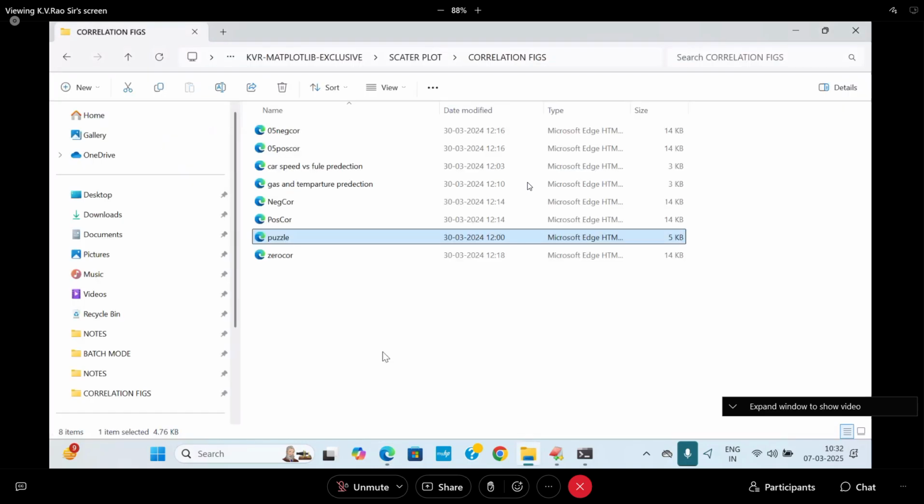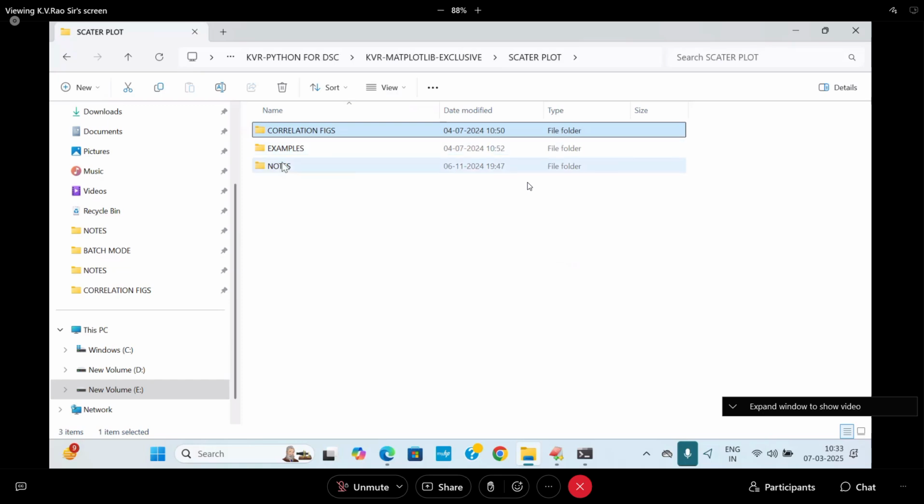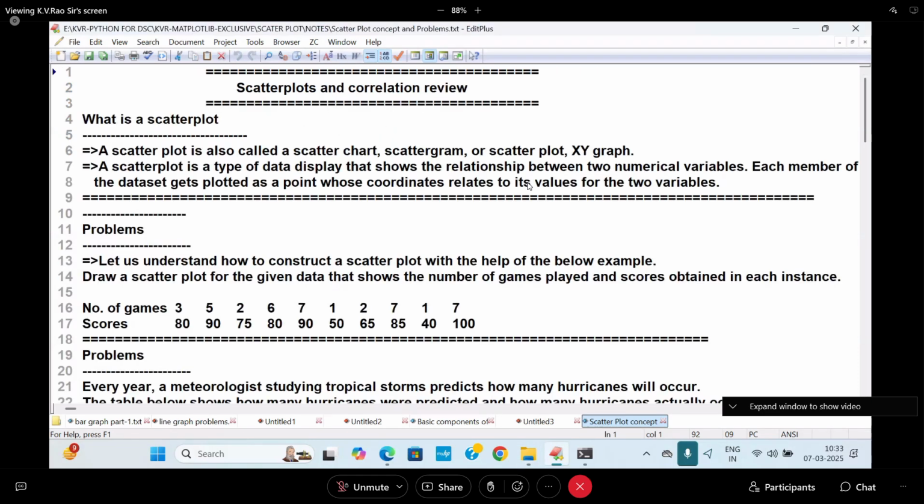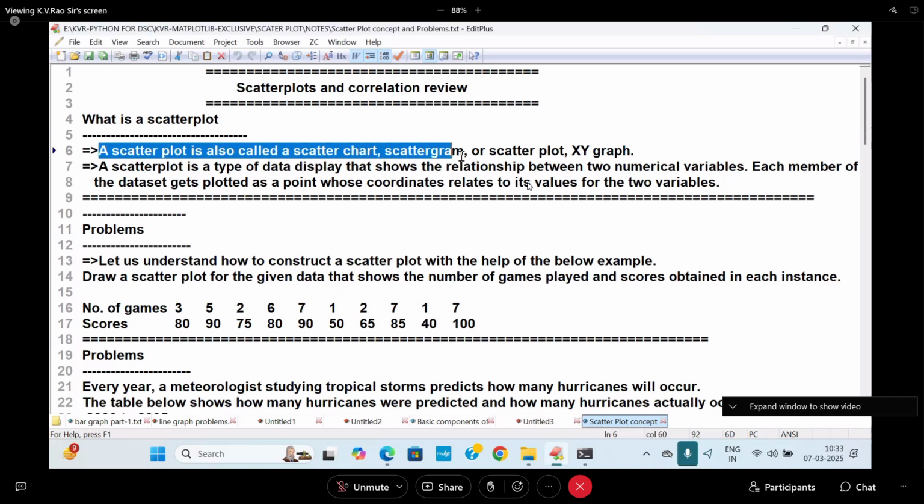So what will a scatter plot show you? The relationship between two quantities, dependent and independent quantities. So if we come back to this diagram, try to see the notes. Once you see the scatter plot concept, I'm going to give it to you. Try to read, all of you. Start now. A scatter plot is also called a scatter chart, scattergram, or XY graph. XY graph is also called what?